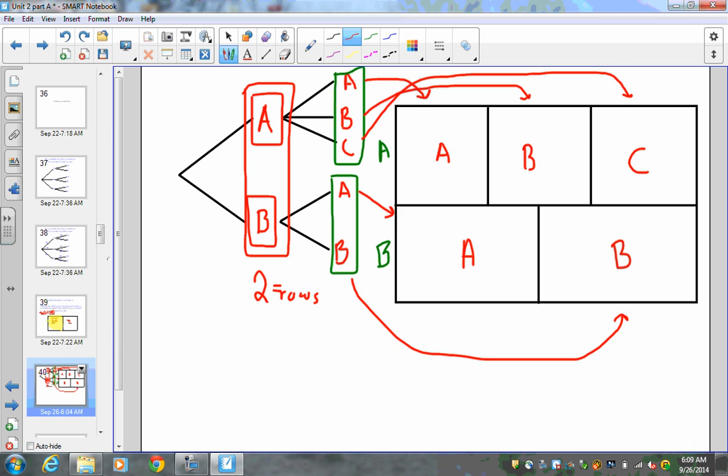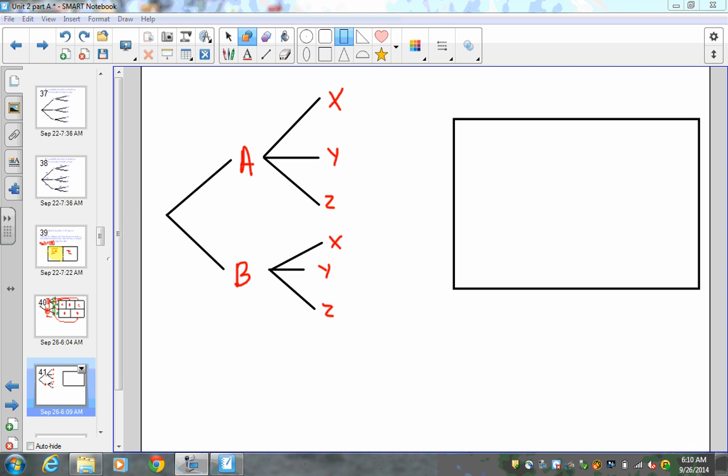So let's try one more. In this example, I've given you another tree, and now you have X, Y, Z. I'm going to give you an opportunity to pause the video to create this area model. So pause the video, work out the area model, and then I'll come back and talk about it. All right, so pausing in 3, 2, 1, pause it.